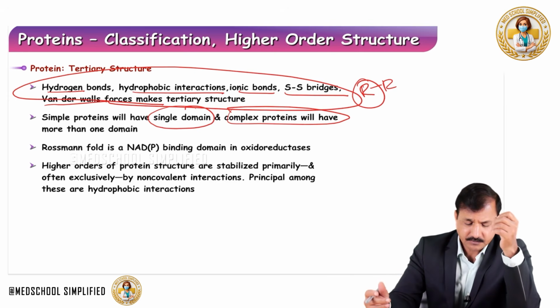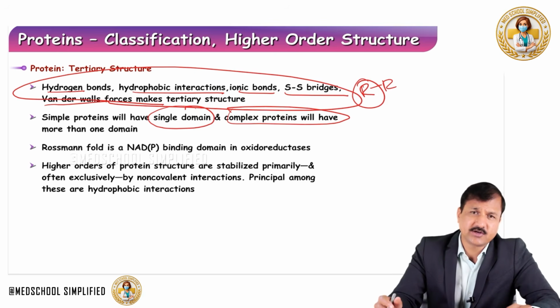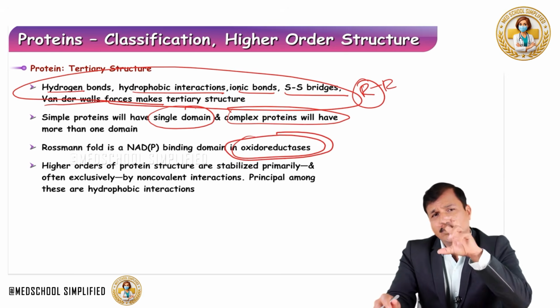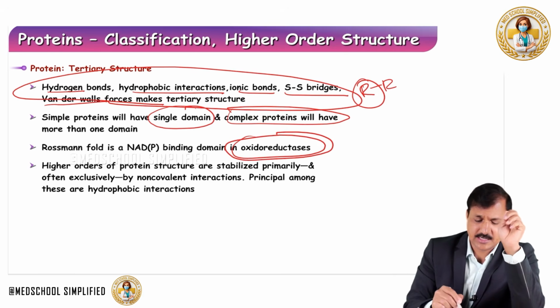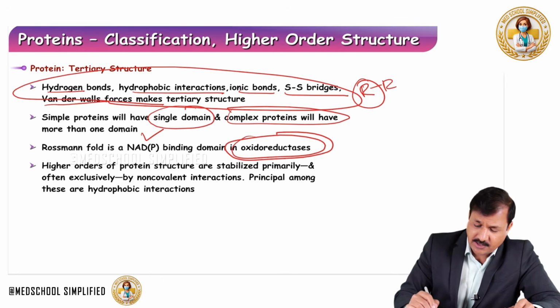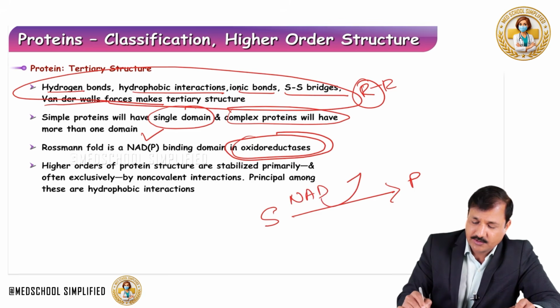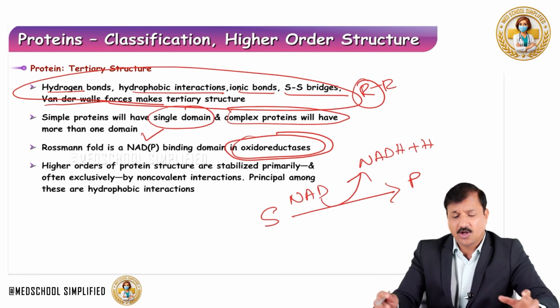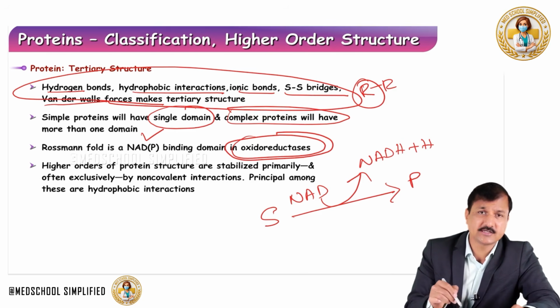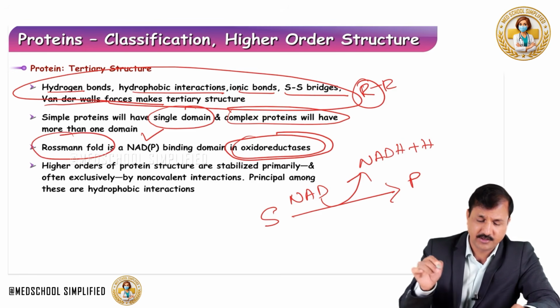tertiary structures. Now within that tertiary structure, especially if it is an oxidoreductase class of enzyme, the domain present in that oxidoreductase class of enzyme binds NAD or NADP, because oxidoreductases, when the substrate is oxidized to product, NAD is reduced into NADH plus H plus. That's a reduction. All this kind of action goes on in a special fold in these oxidoreductases called the Rossmann fold. Remember that.